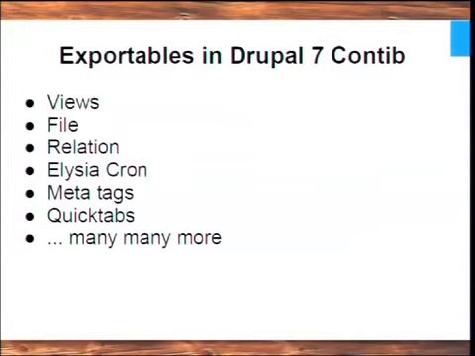Not everything is, because a module has to support it. So there's a lot of stuff out there that doesn't, but most of the major things that we do today do have support for some sort of exportable stuff. So especially Views, or the file entities and the settings around file entities, Relation, and many other popular modules all have some way to export something. And if they don't, it's probably fairly easy to get some way to export that stuff out.